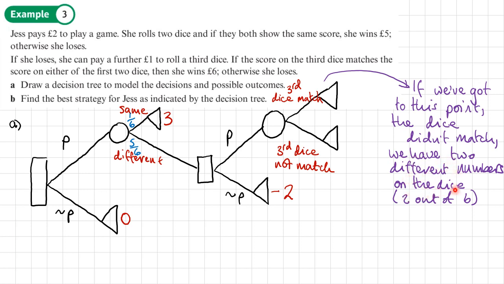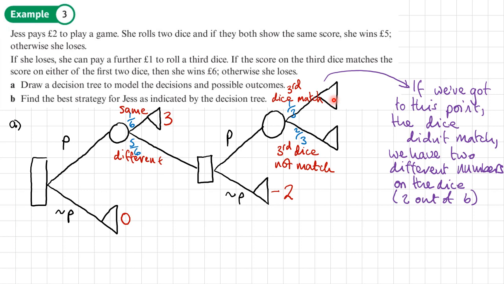So we've got 2 out of the 6 possible numbers on the dice. So if I throw a 3rd one, I've got a 2 out of 6 chance that that number is going to be one of the 2 numbers I got. And 2 out of 6 is going to be 1/3. So the probability that that's going to happen is 1/3. And then obviously the probability that the 3rd dice doesn't match is 2/3. I've got one of the other 4 out of the 6 numbers on the dice.